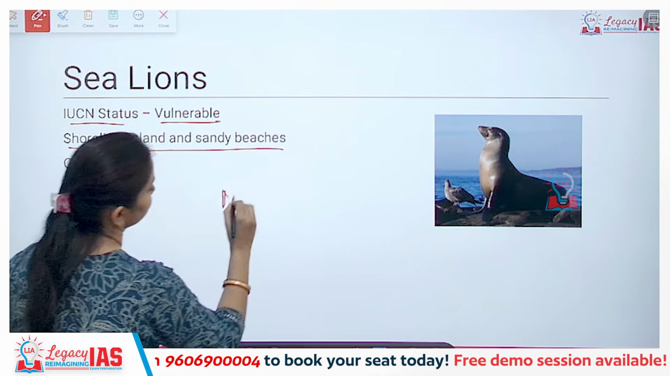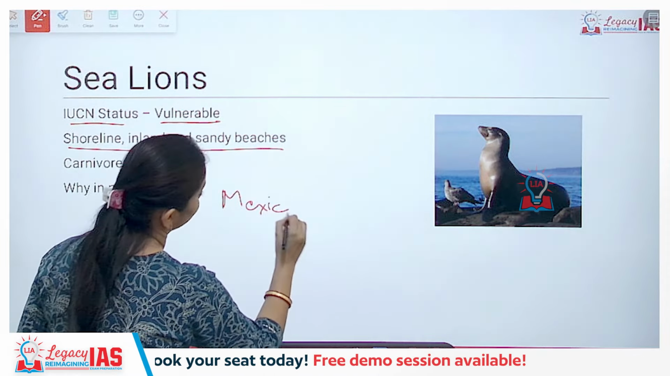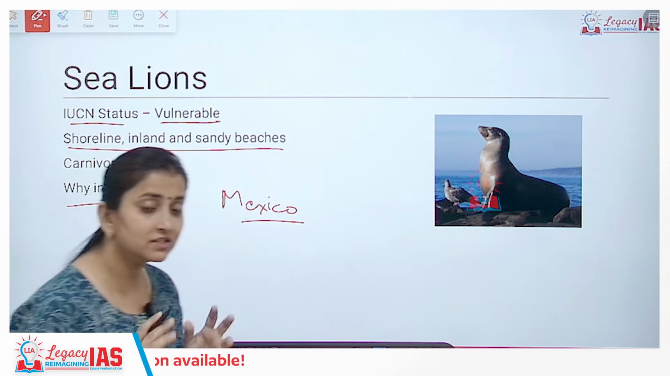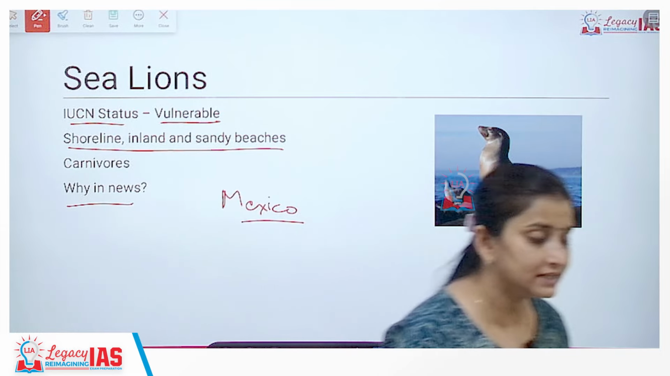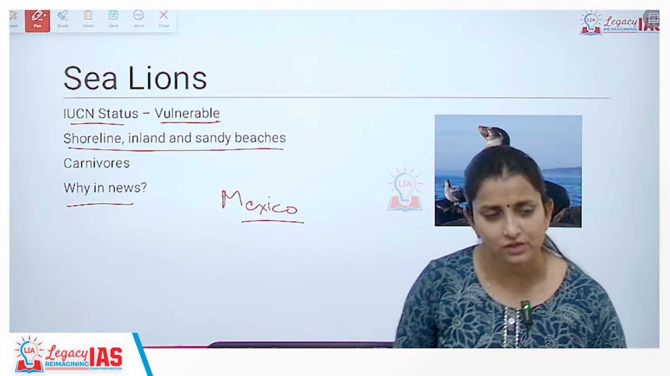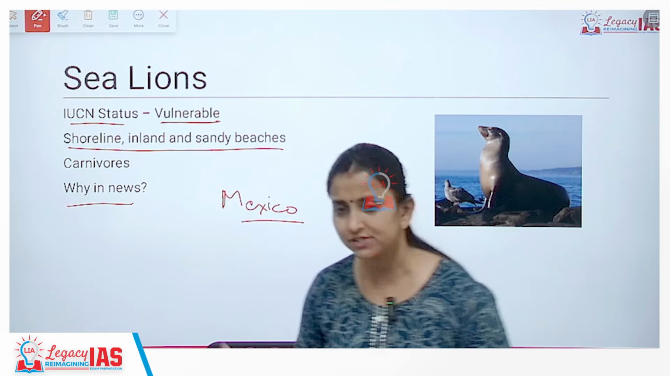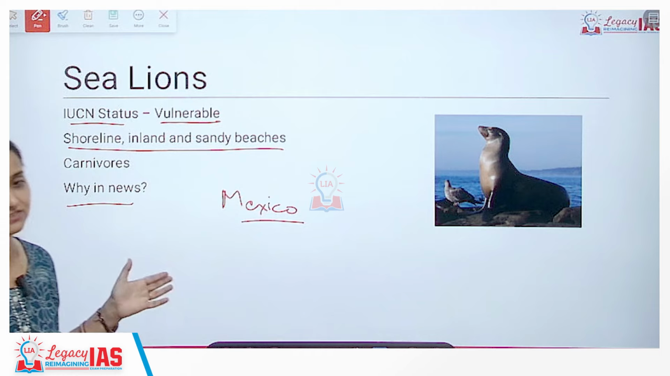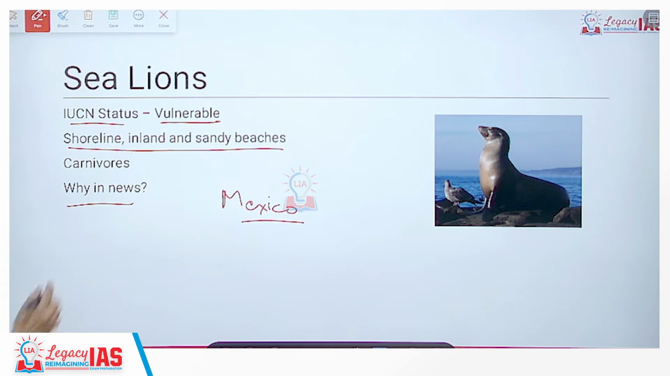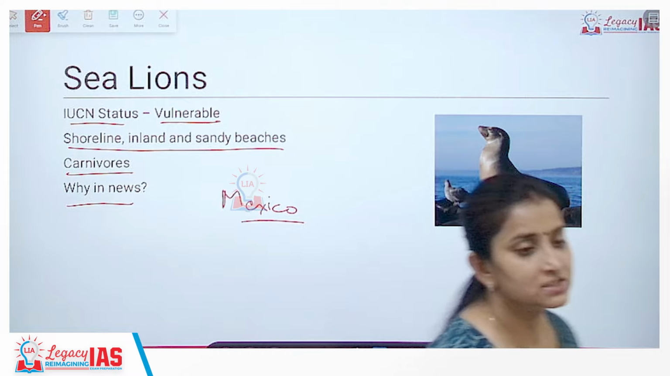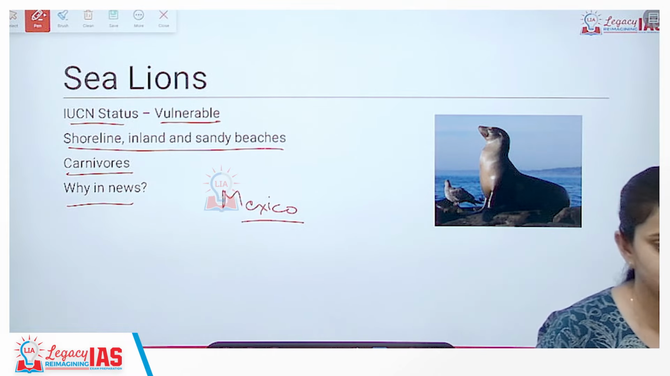Why were sea lions in the news globally? Because hundreds of sea lions have been found either dead or sick at the coast of Mexico. They are found in cold waters, and in some regions in warmer waters also. For that reason, sea lions have been in the news. They are carnivorous species, so they feed on fishes. Sea lions mostly feed on fishes and other aquatic species.